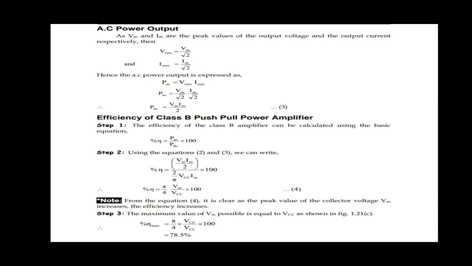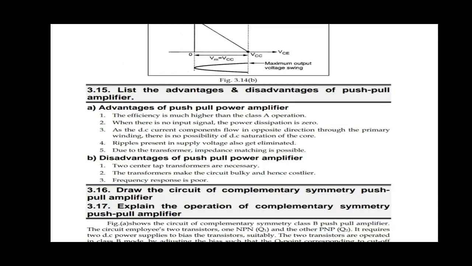So efficiency is PAC by PDC into 100. PAC is Vm Im by 2, PDC is 2 by π Im VCC. Im gets cancelled. So the efficiency is π by 4 into Vm by VCC into 100. As the peak value of the collector voltage Vm increases, efficiency increases. Generally assume Vm equal to VCC. So 78.5% is the efficiency for the class B push-pull amplifier.